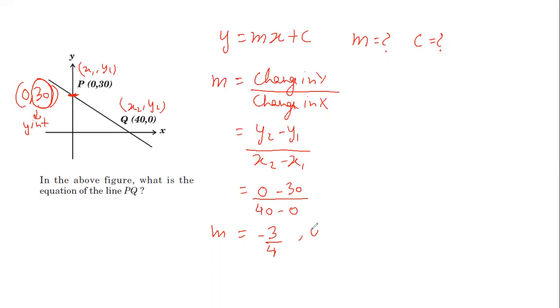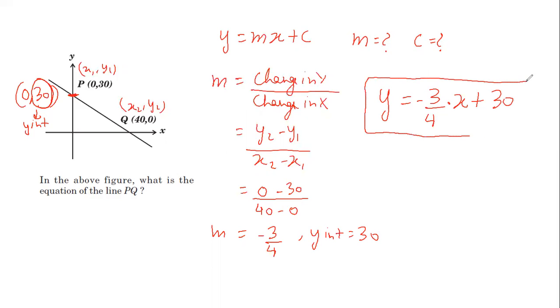So I know the slope, I know the y-intercept, that's 30. I can directly express the line into the standard form. Y is equal to m, which is minus 3 by 4, times x plus the y-intercept, which is 30. So done. That's how you'll figure out the equation of a line.